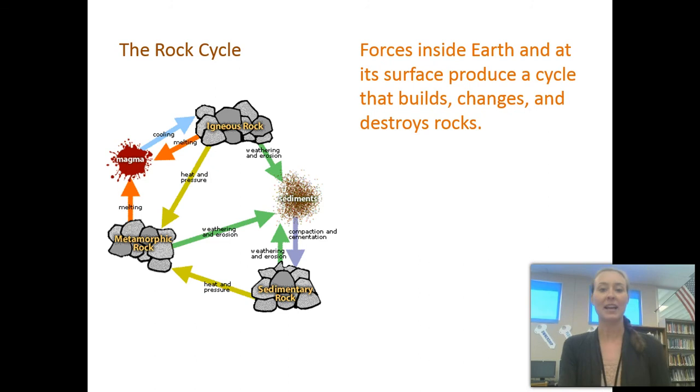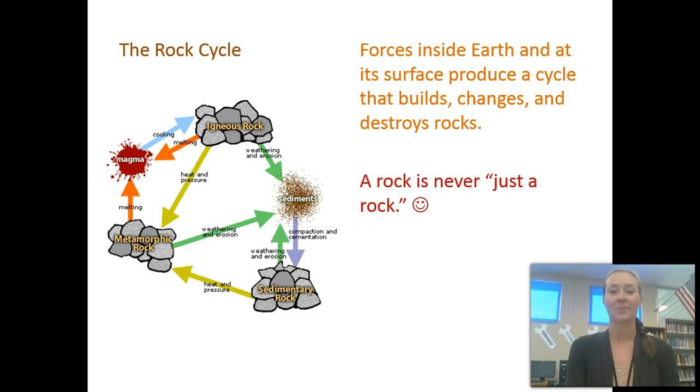So the rock cycle is forces inside Earth and at its surface, and it produces a cycle that builds, changes, and destroys rocks. So a rock is never just a rock. Any rock you see at the park, on the ground somewhere, that rock has gone through a cycle that has made it exactly the way you're seeing it.